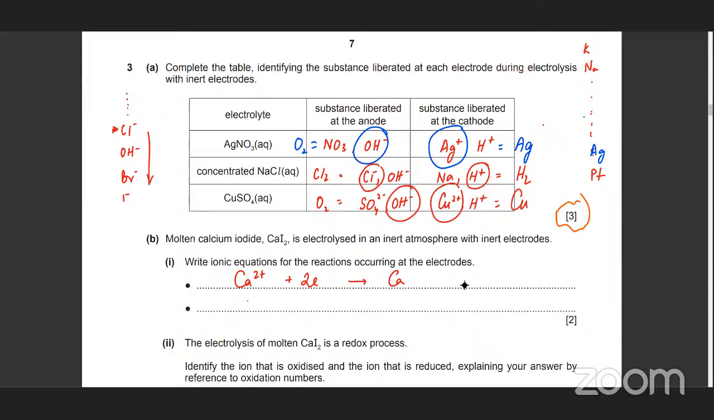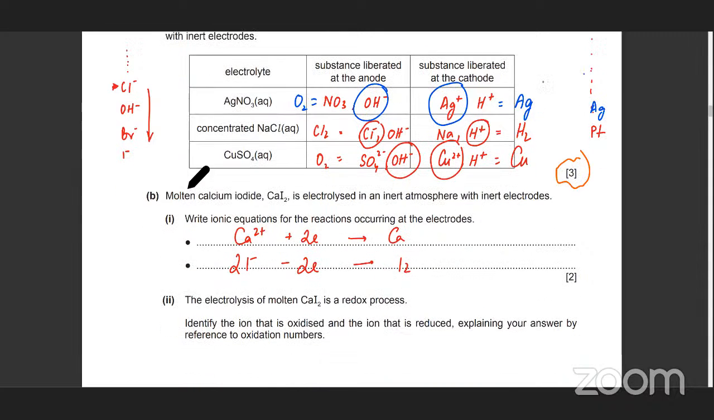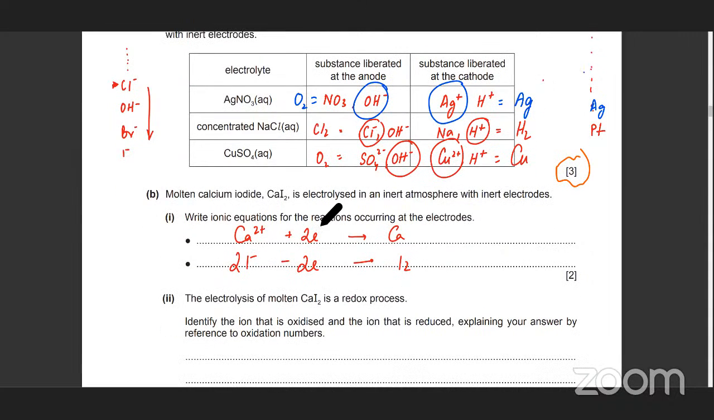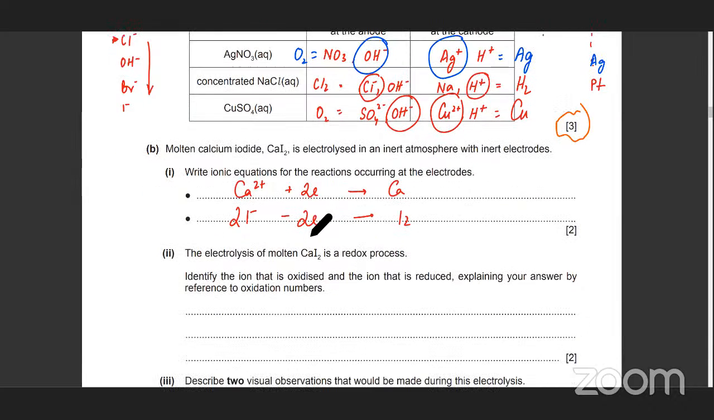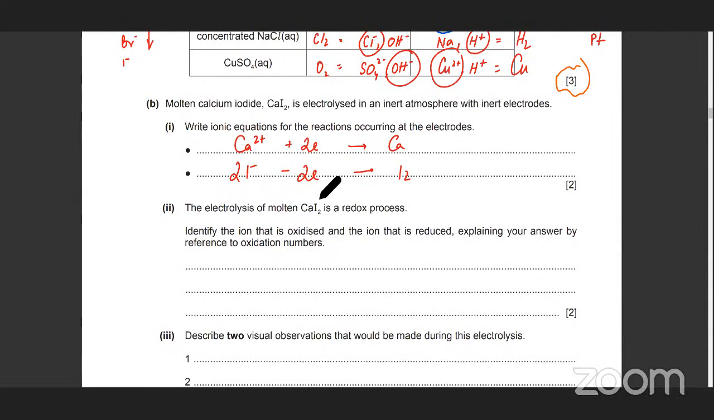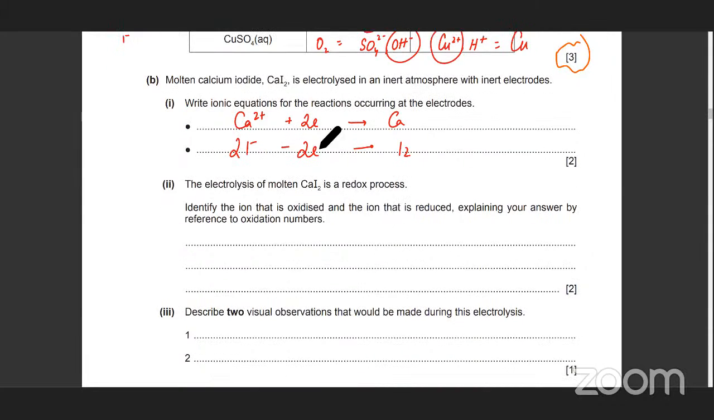And at the anode, you have I minus 1, and it's going to lose electrons. It's a diatomic molecule, so it's going to lose 2 electrons to form I2. That's it, so that's simple. It's molten, that means there is no water, so you don't actually have to look for who's going to gain electrons and who's going to lose electrons. Now the electrolysis, identify the ion that is oxidized and that is reduced. That's a basic question. Calcium 2 plus is reduced because it gains 2 electrons, and I minus 1 is the one that gets oxidized because it loses 2 electrons.